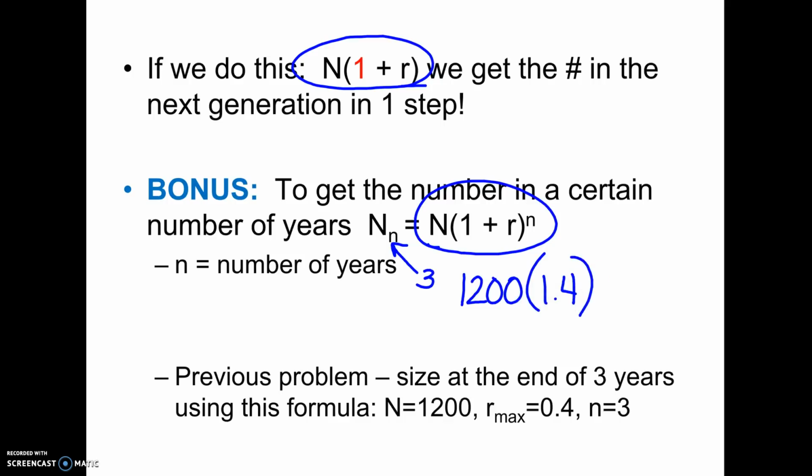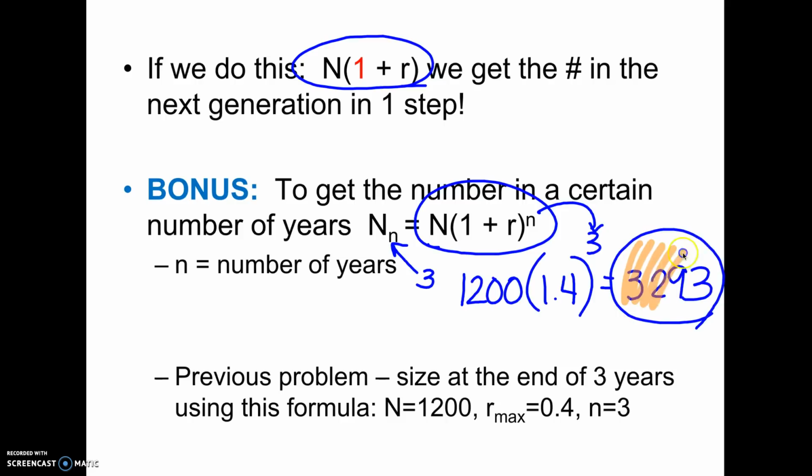And I want to know the size of the population, what it'll be in 3 years. So for your exponent here, you just plug in how many years you want. So if I do 1.4 to the third power, I get 2.77. That doesn't really matter. Anyway, if I multiply that times 1200, I get the same answer, 3293. This is how many I would expect at the end of 3 years.